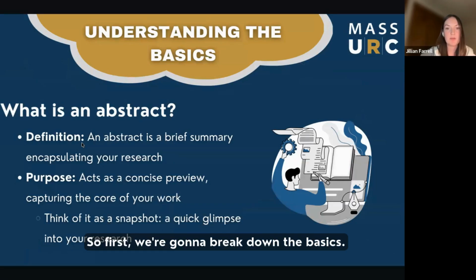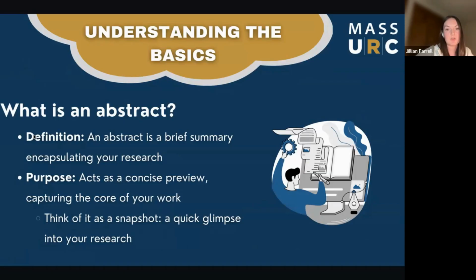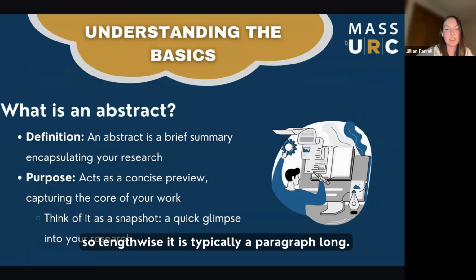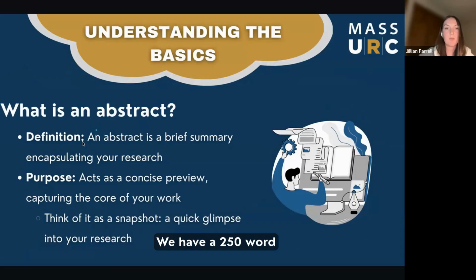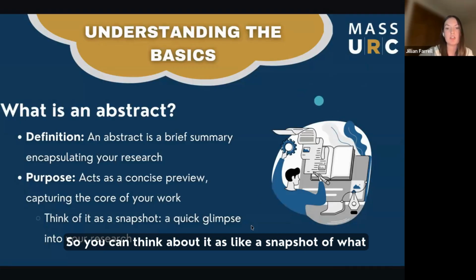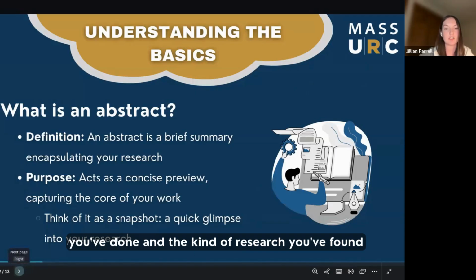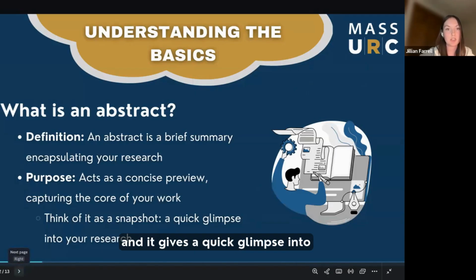So first we're going to break down the basics. An abstract is a brief summary that encapsulates your research. Lengthwise, it is typically a paragraph long. We have a 250 word limit on the hub, and its purpose is to act as a preview for your core work for your topic. You can think about it as a snapshot of what you've done and the kind of research you've found, and it gives a quick glimpse into what your research is.